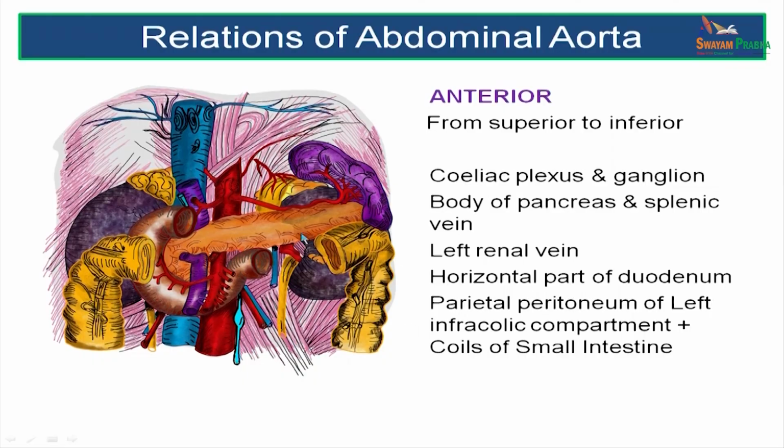Let's start with the anterior relations. If you look at this figure, this is the abdominal aorta, and you can see from superior to inferior there is the celiac plexus around the celiac trunk. Then you look at the body of the pancreas, which crosses it along with the splenic vein. Below will be the left renal vein. You can see the horizontal part of the duodenum next, and then will be the parietal peritoneum with the infracolic compartment and coils of the small intestine.